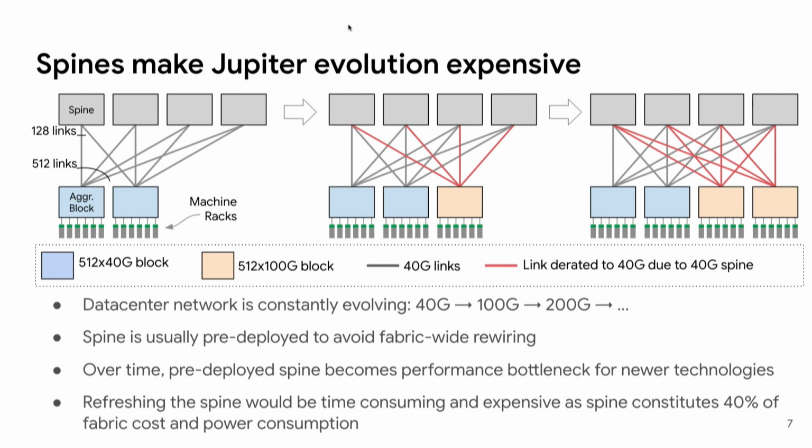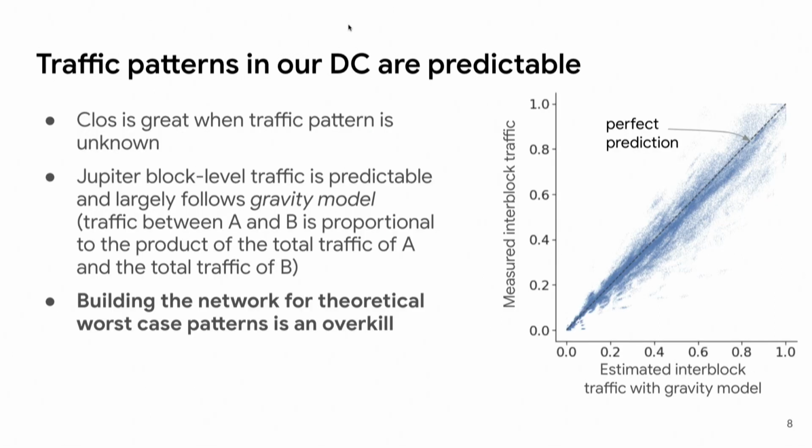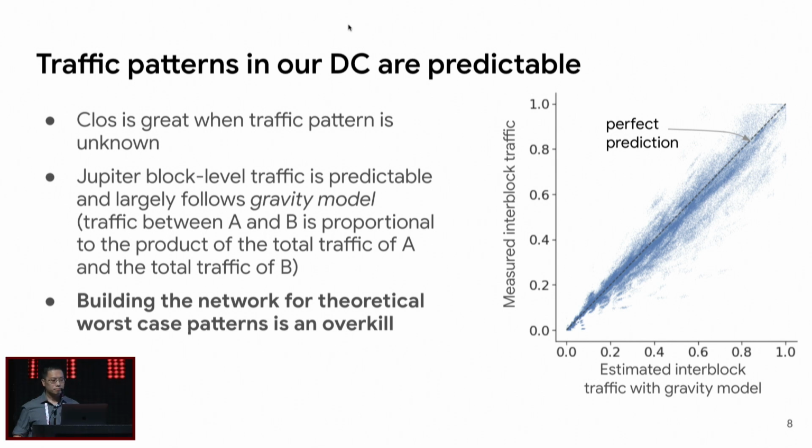Well, you may ask, why don't we refresh the spine layer? Well, refreshing the spine layer, even if it's just incrementally, would require fabric-wide rewiring and would be time-consuming and expensive, bordering impractical. The second observation is that the traffic patterns in our data centers are actually predictable.